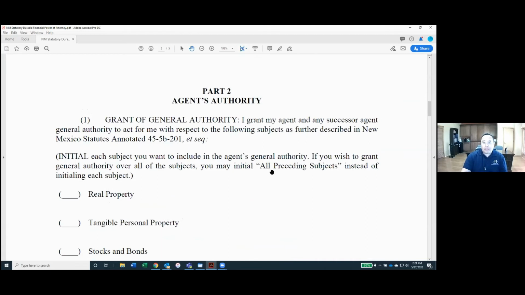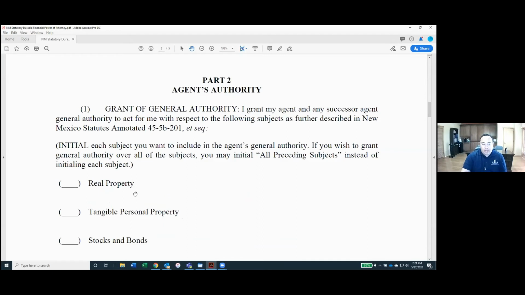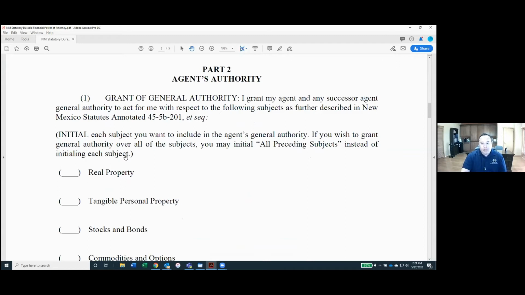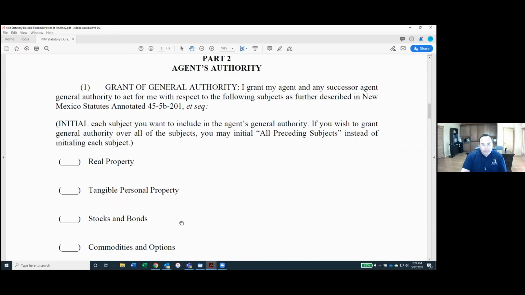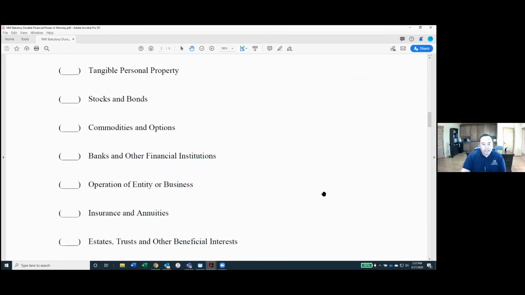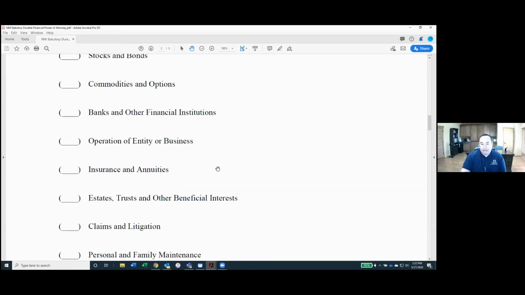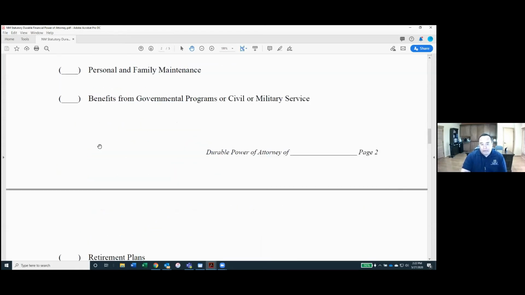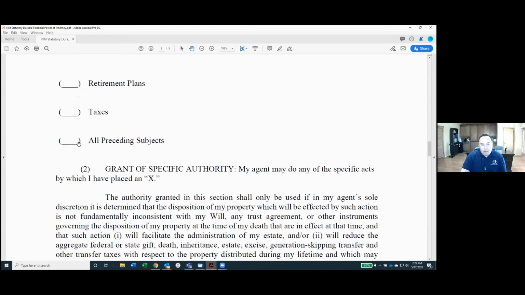Down to part 2, where it talks about agent's authority. This is where you can go through line by line and initial in between these parentheses here for each subject that you want to grant authority to your agent to have the ability to act on your behalf for. So there's all these different things like real property, tangible personal property, stocks, bonds, etc. You can go through and initial in each one of these boxes for the powers that you want to grant to your agent. If you want to grant all of these powers to your agent, then you would simply come down here where it says all preceding subjects and put your initials in that box. That way you don't have to go through and initial each one above it.